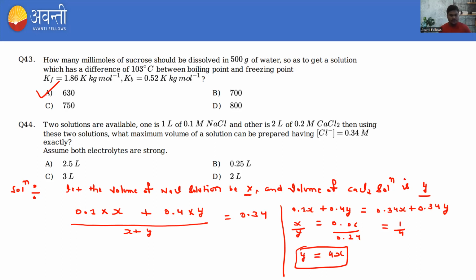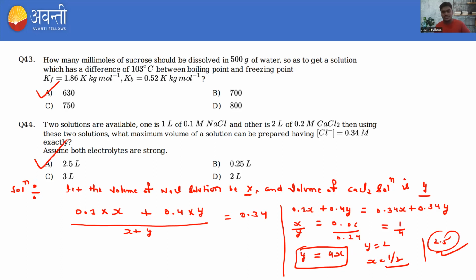So for the maximum volume, if y is equal to 2, then x is equal to 2 upon 4, that is 1 by 2. So if y is equal to 2, x comes out to be half, that is 0.5. Hence the maximum volume of the solution that can be prepared is 2 plus 0.5, that is 2.5 liters. So option A is absolutely correct for this answer.